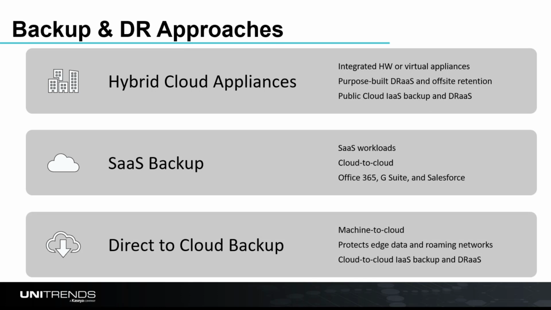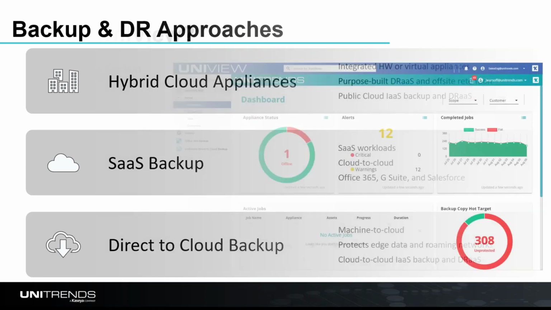Lastly, Unitrends has a direct-to-cloud backup solution, where we can go directly from remote laptops, desktops, whatever's needed, and send that data directly to the cloud. It protects that edge data and roaming networks, and we even can utilize this for cloud-to-cloud IaaS backup and DR as a service as well.